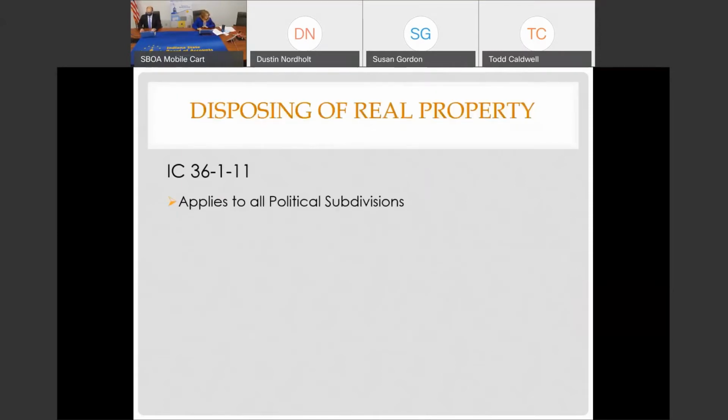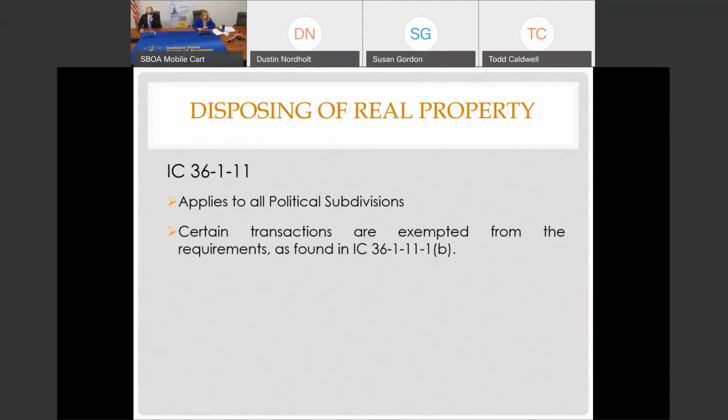Now the primary statute is Indiana Code 36-1-11, and it does apply to all political subdivisions. Certain transactions are exempted from those requirements, and those are found in subsection 1B. There are 24 of those, so there are a lot of exceptions, and we'll talk about some of them today.